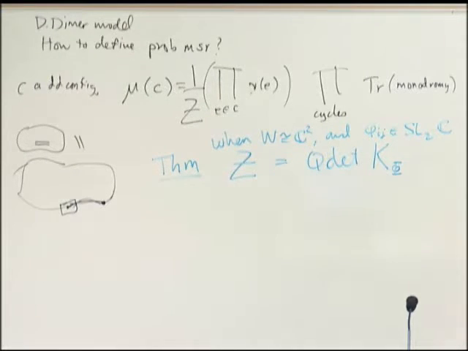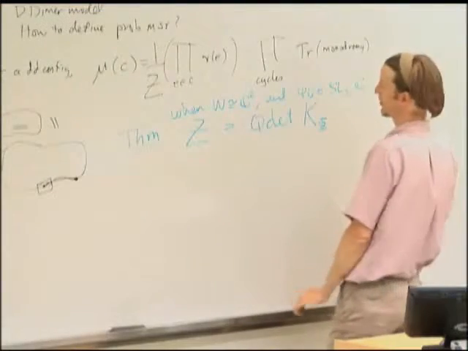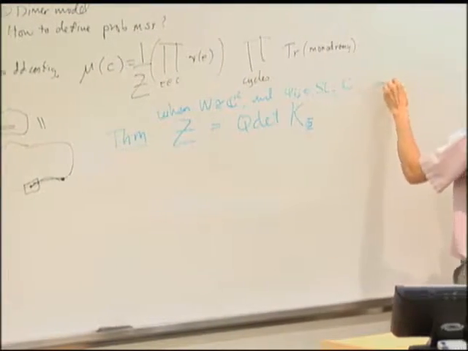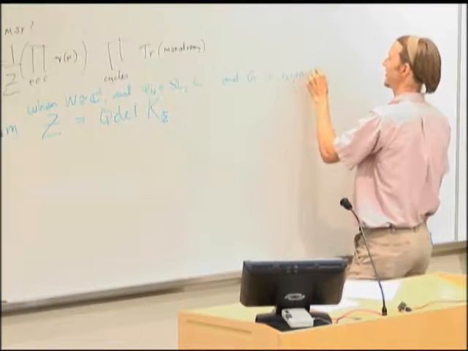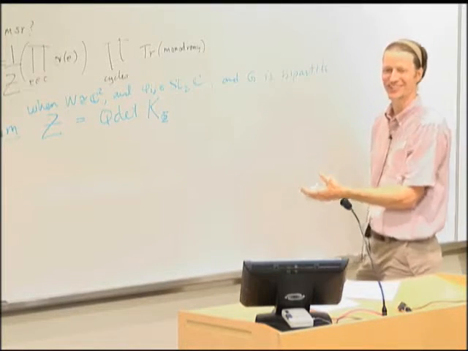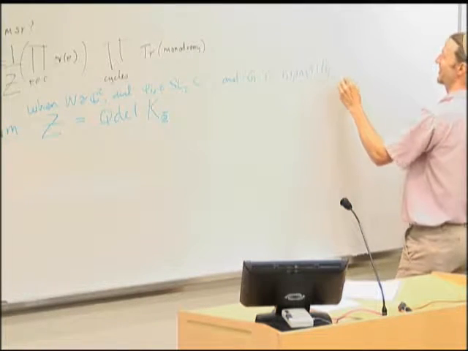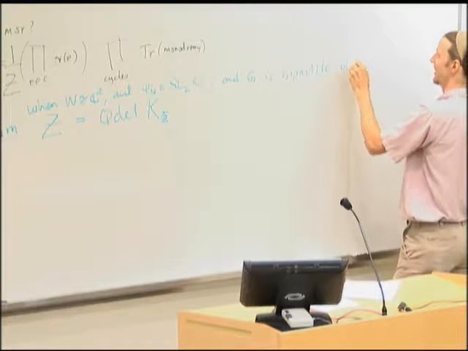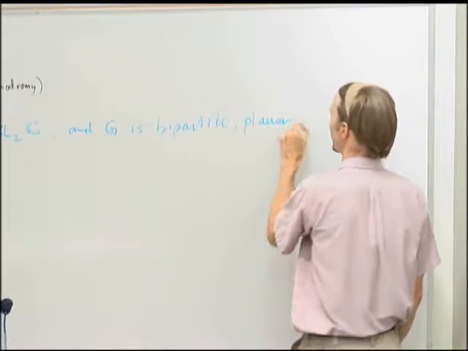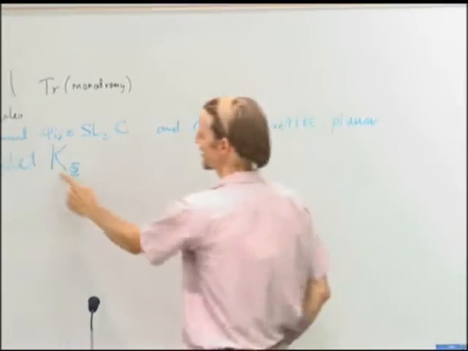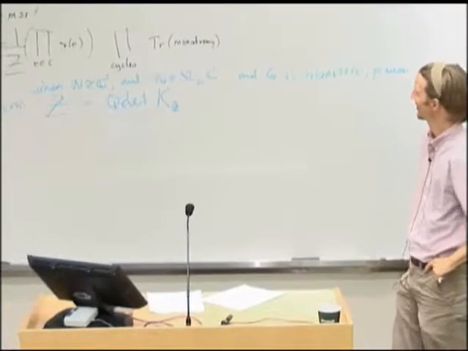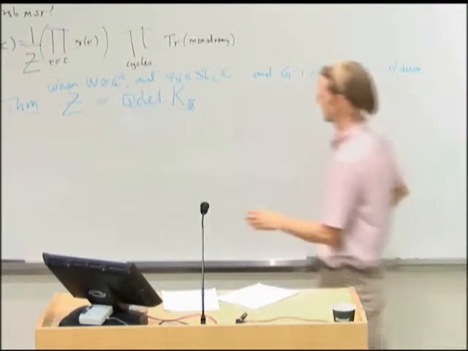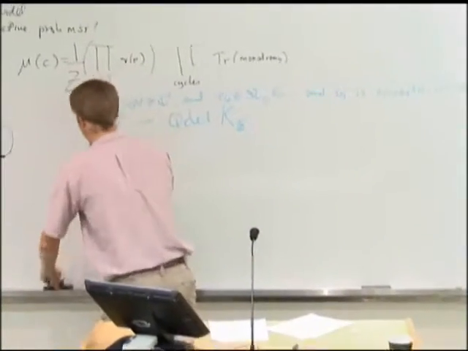Does this mean anything about the graph, like planar? Oh, yes. And G is bipartite and planar. See, I state the conclusion first, and then I state the hypotheses later. Of course, I didn't tell you what K is, so I wouldn't have been able to define K except in this case. Then, theorem.